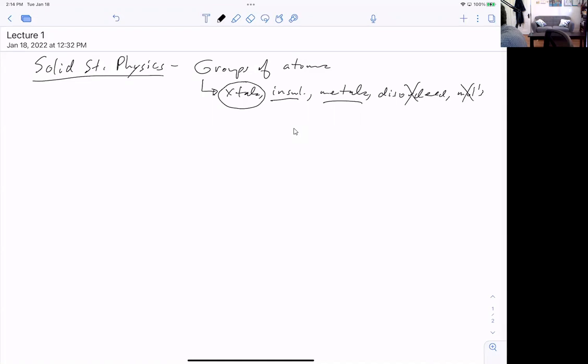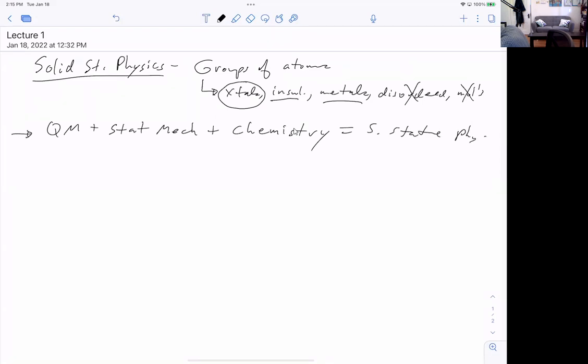Okay. So since we're talking about solid state, as I mentioned before this morning, solid state physics can also be thought of as a combination of quantum mechanics, combined with stat mech, and combined with a little bit of chemistry. That together is equal to solid state physics.